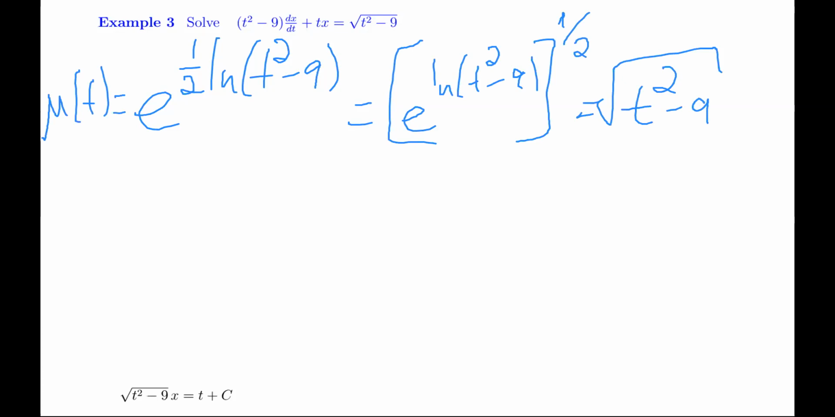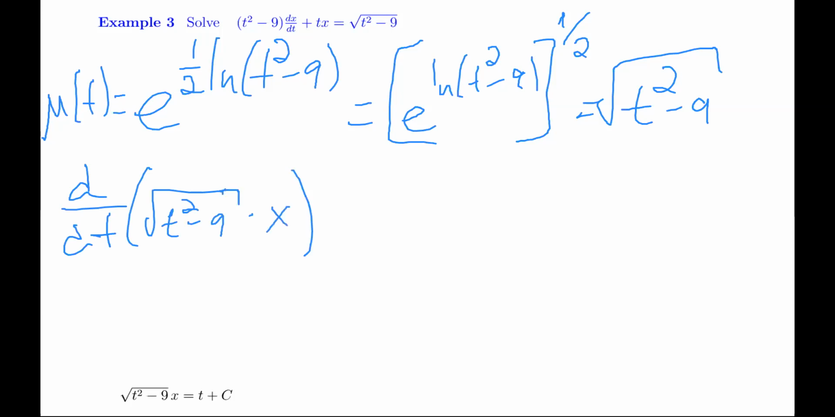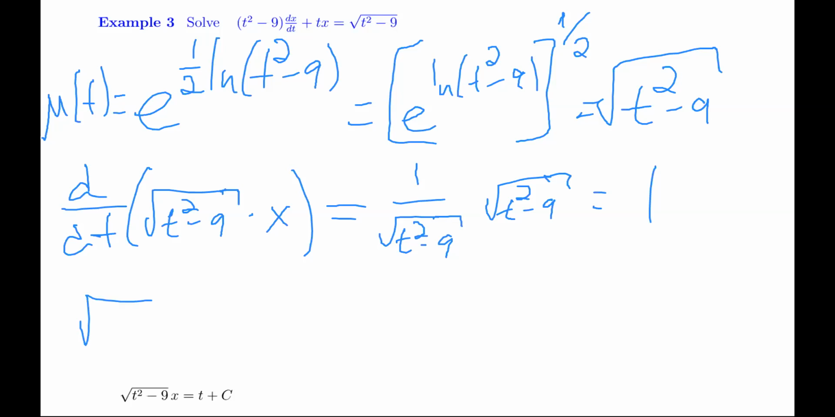If we multiply the left-hand side of the standard form of our differential equation, then we get the derivative of this product, which is always the integrating factor times x. And the right-hand side was 1 over root t squared minus 9, but we're now multiplying by our integrating factor, which is root t squared minus 9. So this becomes 1 in this problem. Then we integrate both sides. Our left side just becomes the square root of t squared minus 9 times x. And the right side becomes t plus c.